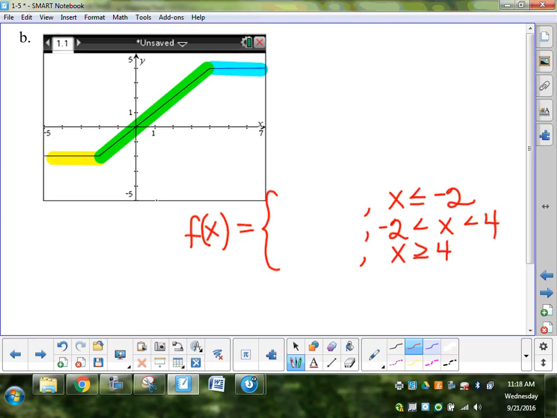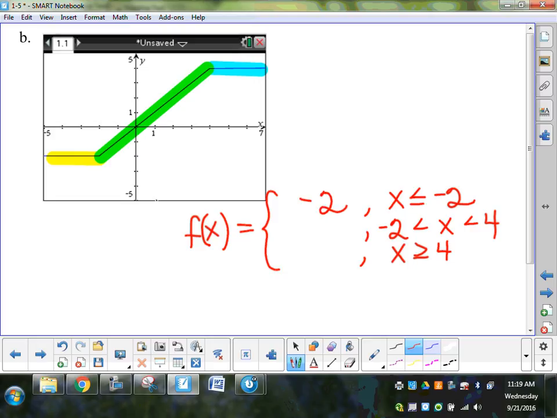What's the equation of the yellow line going to be? Constant function. What's the equation of the yellow going to be? 3 of you, 4, 5, 6. How about the equation of the blue? Hands up, please, if you can tell me what that one's going to be. 4. Now, the middle one, hopefully it looks shockingly familiar to you.